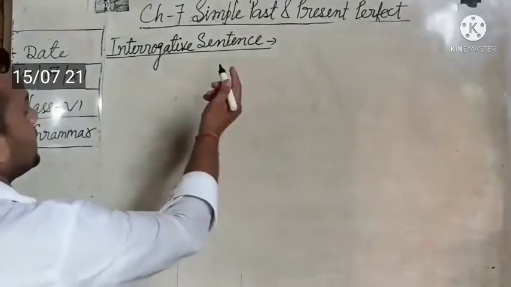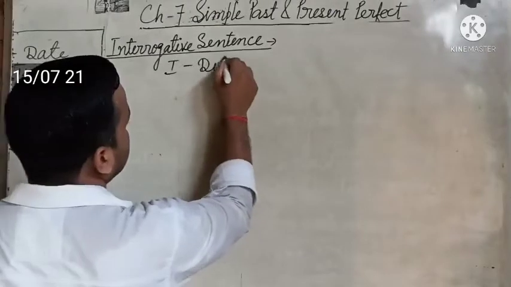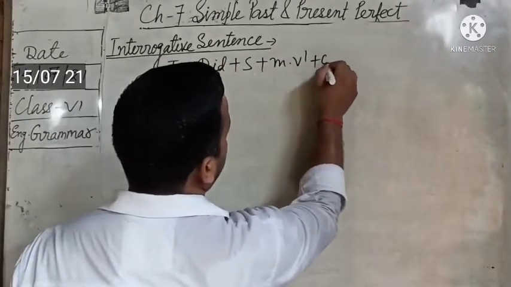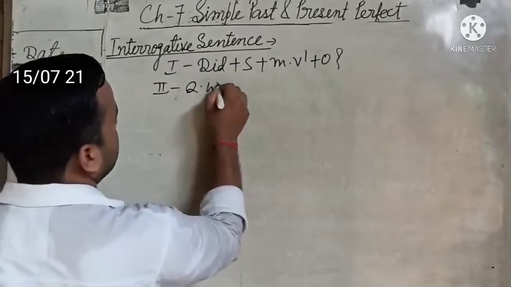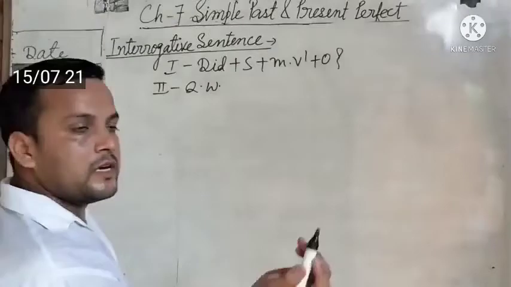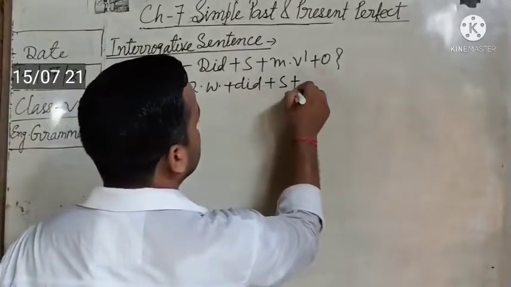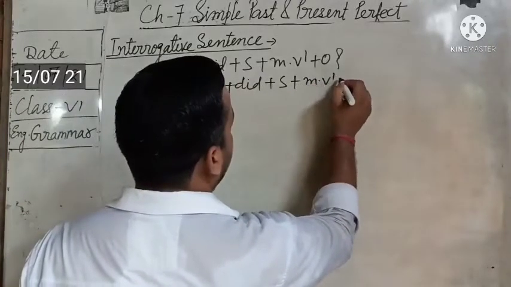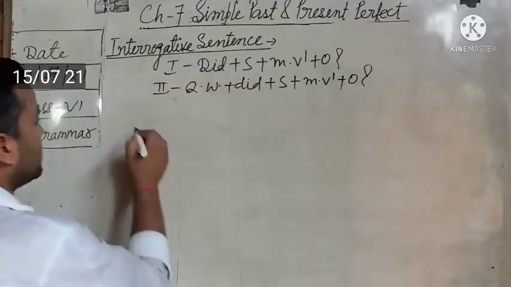Students, now see the formation of interrogative sentence. Did, then subject, then main verb first form, at last object. Second type: I have told you that when the sentence starts with a question word, we write the question word, then did, then subject, then main verb first form, and then object and question mark.